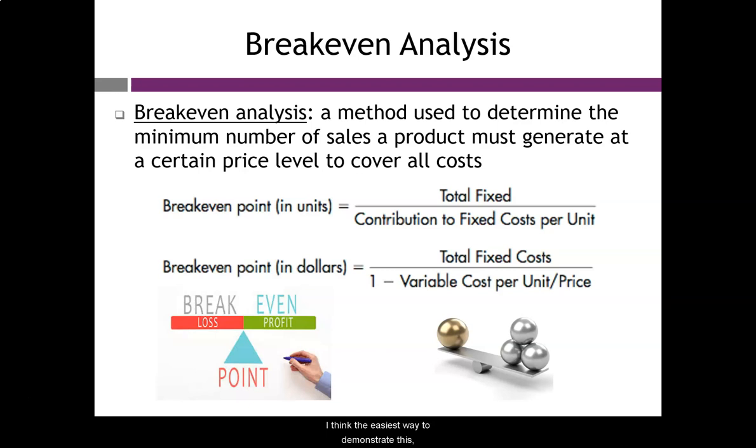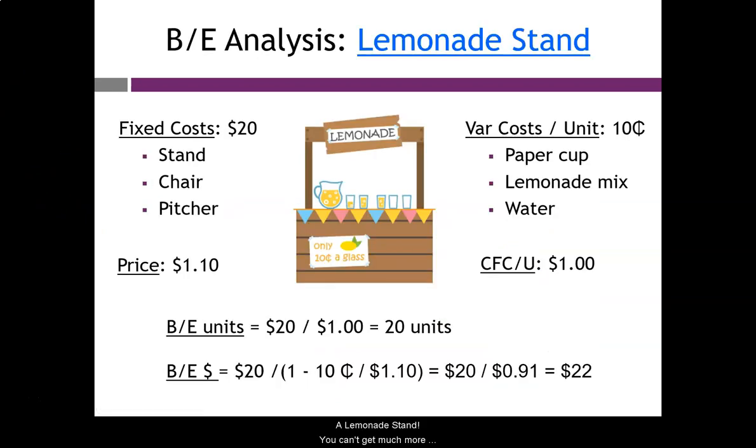I think the easiest way to demonstrate this is to think of the most basic business you can. What's the most basic possible business you can think of? Well, when I think of what the most basic business is, here's what I come up with: a lemonade stand. Can't get much more basic than that, right? So, let's run the analysis on that. Fixed cost, in this example, is $20. The cost for the stand, a chair to sit in, and the pitcher. That's it. That's your fixed cost.